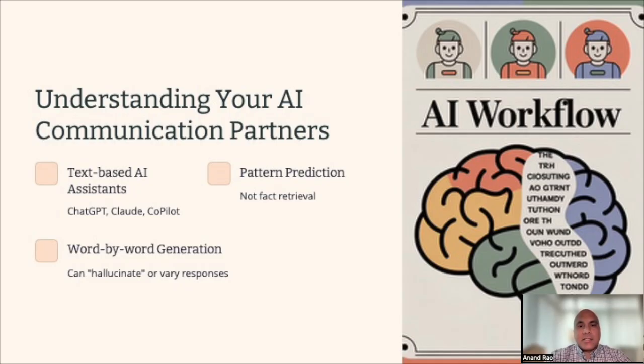Text-based AI assistants like ChatGPT, Claude, and Copilot are built on large language models, or LLMs. Now, as we talked about in Module 1, these models don't retrieve facts from a database. They predict what word will come next based on patterns they've observed in human language. They generate output one word at a time based on the probabilities of what word typically follows in similar contexts. This is why tools can sometimes give incorrect information or hallucinate facts. And it's also why the same prompt can give different answers each time.